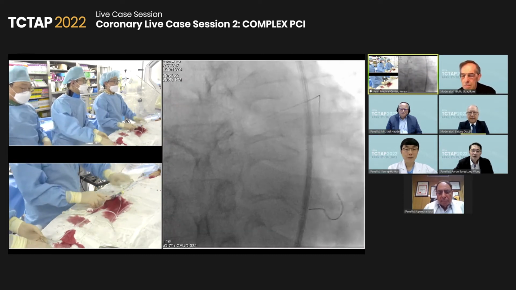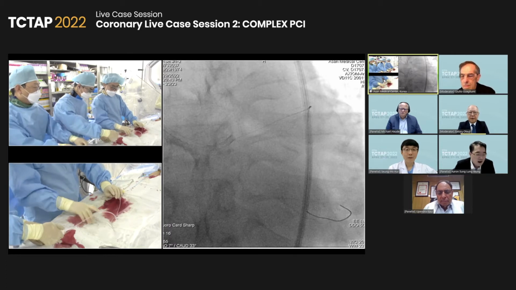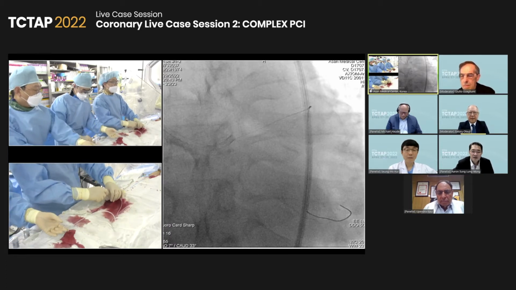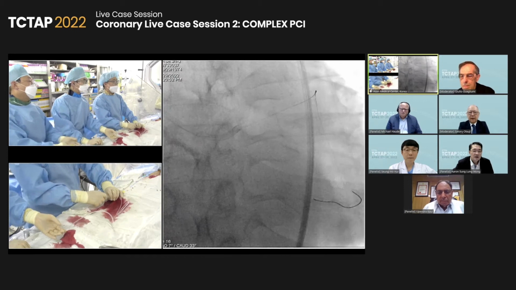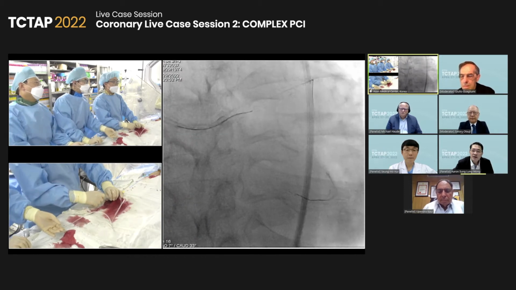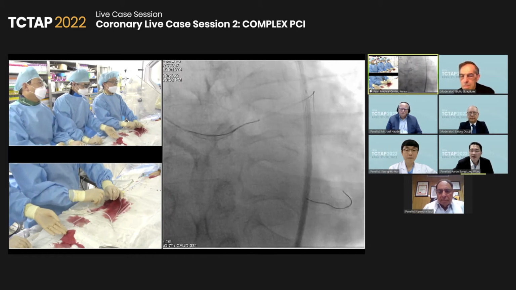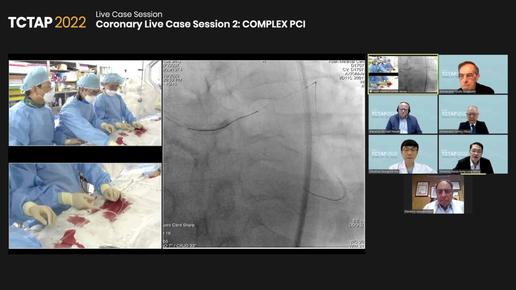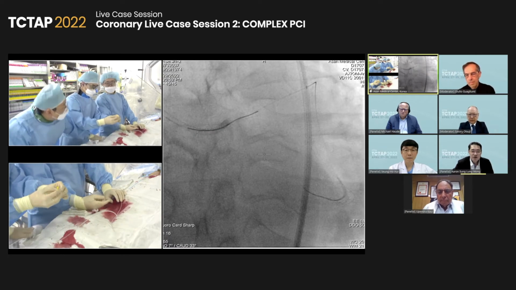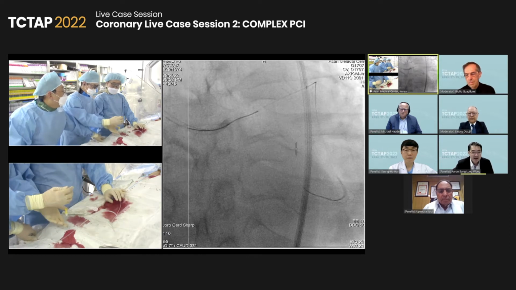Yeah, wire was just some. I usually use a non-compliant balloon for pre-dilatation, just size it to the standard I want to use, to save a balloon, NC balloon, yeah.